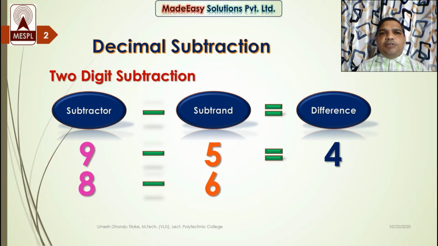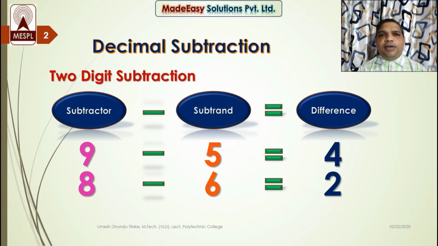So when I take out 6 from 8, I will get 2 over here. Now if you see here, in both cases my subtractor is larger than subtrahend. That's why I am getting positive results. But it is not mandatory that every time my subtractor is larger than subtrahend. Sometimes you may come across a situation where your subtrahend is larger than subtractor. Then what will you do? Let us see on the next slide.